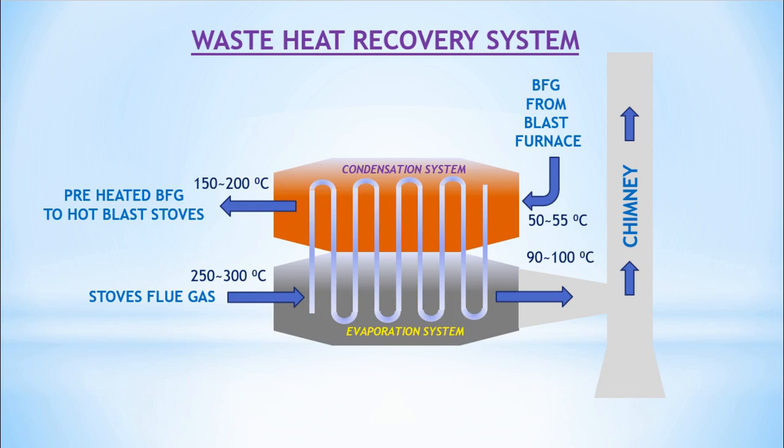Efficiency improvement: WHRS improves overall efficiency, reducing fuel consumption and emissions. Types of WHRS: Recuperators use a heat exchanger to transfer heat from flue gases to the air blast. Regenerators store heat in a refractory material and transfer it to the air blast during alternating cycles. Heat exchangers use tubes or plates to transfer heat from flue gases to the air blast or other processes.